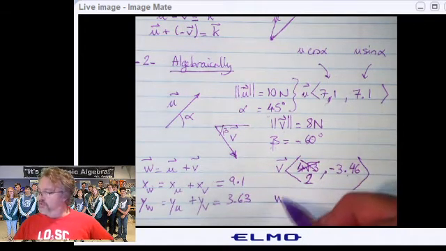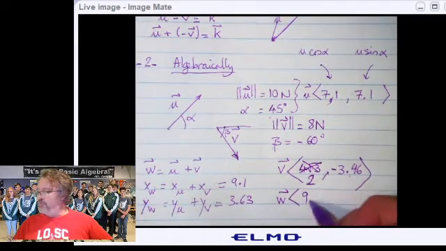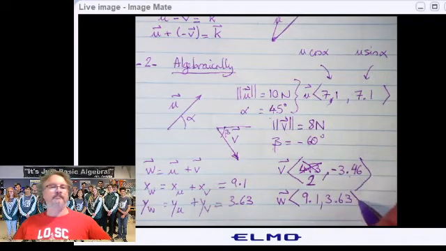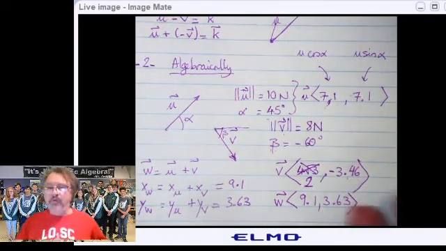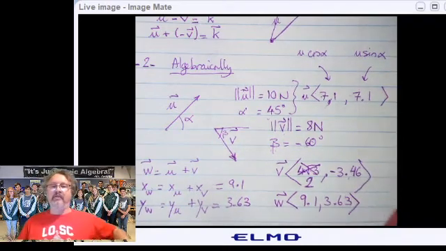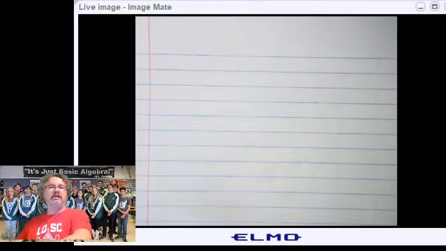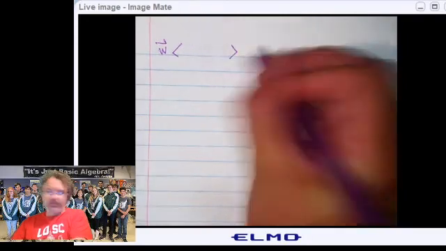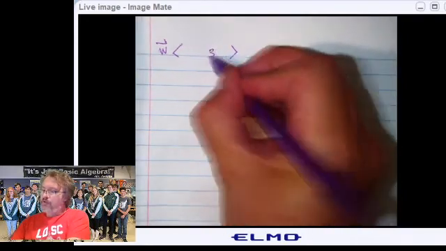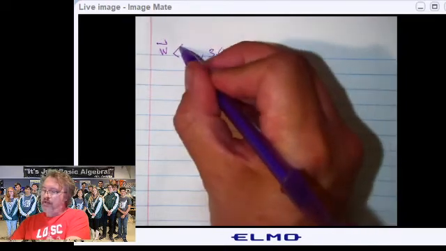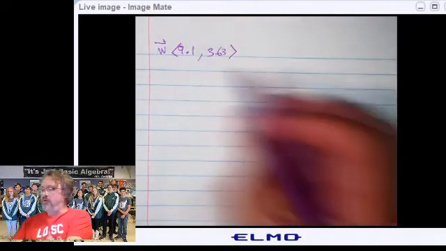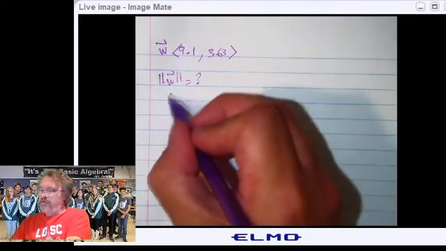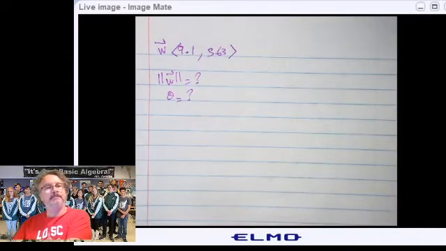So let's write the answer. The vector w has components 9.1 and 3.63. We can do one more thing when we deal with vectors like this. So we have w, which has for components 9.1 and 3.63. And the question would be, what would be the magnitude of the vector w? And what would be its direction? Let's call it the angle theta.